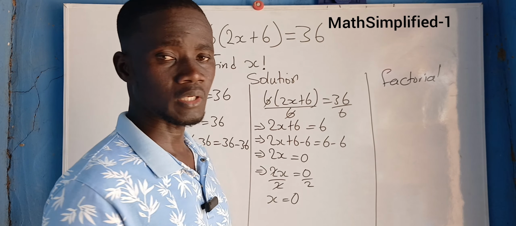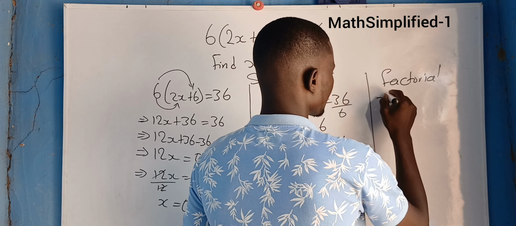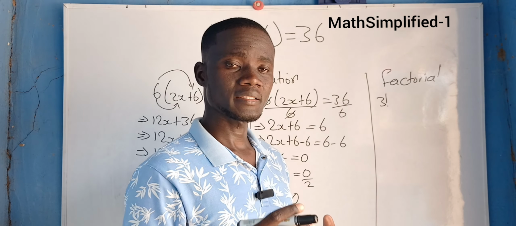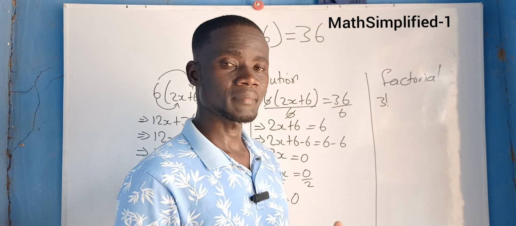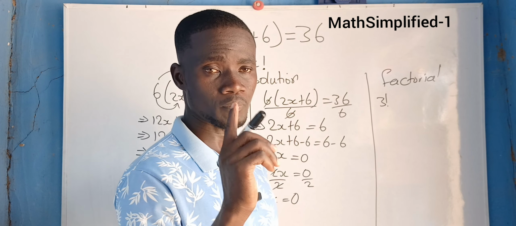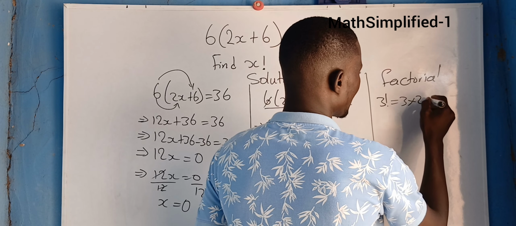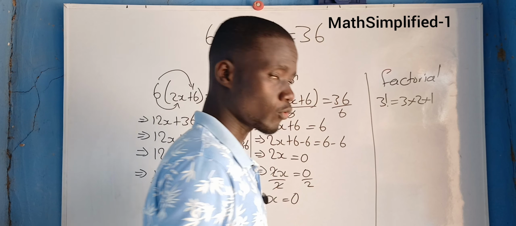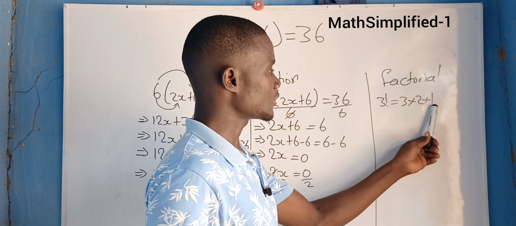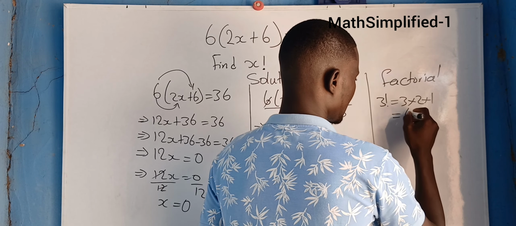When we talk of factorial of numbers, for example, 3 factorial. 3 factorial simply means multiply the number by the counting numbers before it, and you end at 1. You must stop at 1. So let's do that. We have 3 multiplied by 2 multiplied by 1. 3 times 2 gives us 6, multiplied by 1 gives us the same 6. So 3 factorial gives us 6.